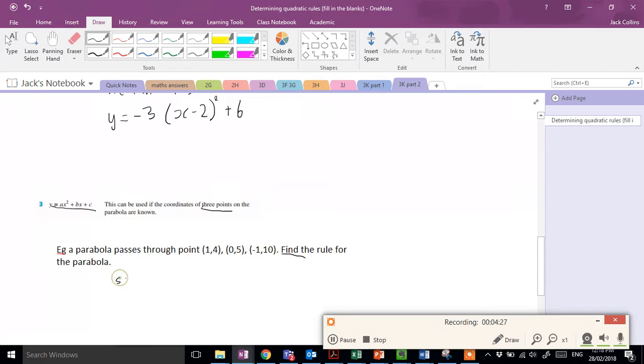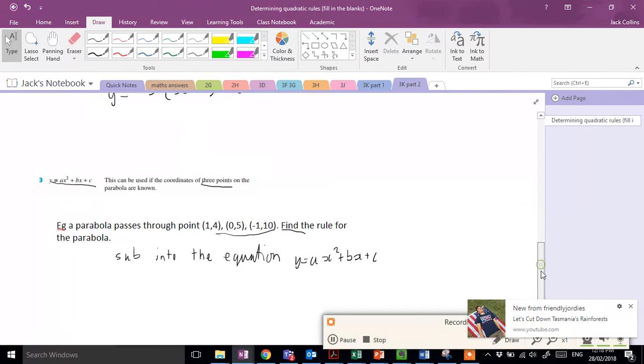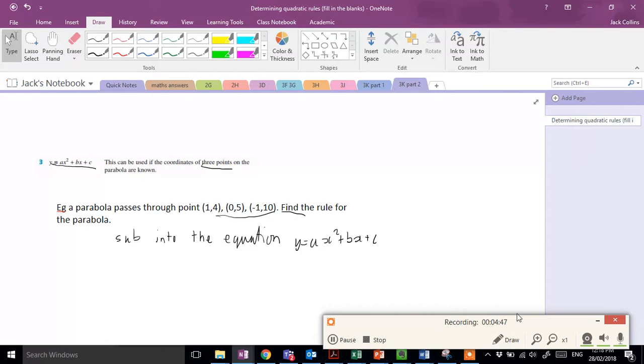So what you do here is you sub in to the equation y equals ax squared plus bx plus c for each of these points. So you're going to have 3 in a simultaneous equation. And we'll just go through that in a short extra video here.